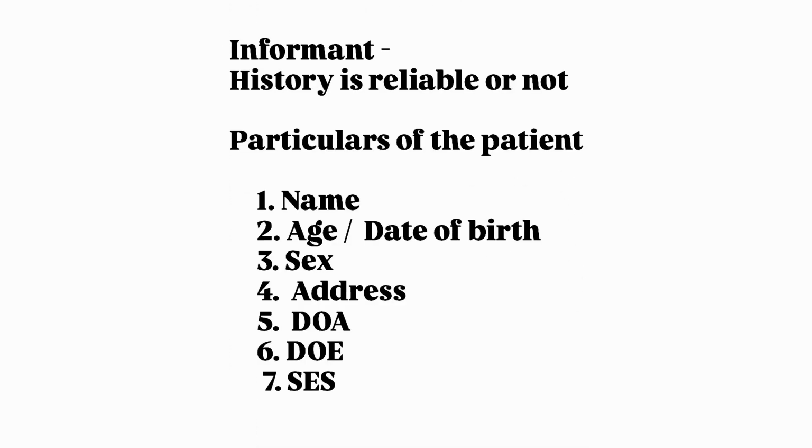First of all, we should mention who is the informant and whether the history is reliable or not. In particulars of the patient, we should take the name of the patient, age, or to be more specific, we should ask the date of birth, and sex, whether male or female, and the address where the child resides, date of admission, date of examination, and socioeconomic status. We can take socioeconomic status using either the BG Prasad classification or the Kuppuswamy classification.